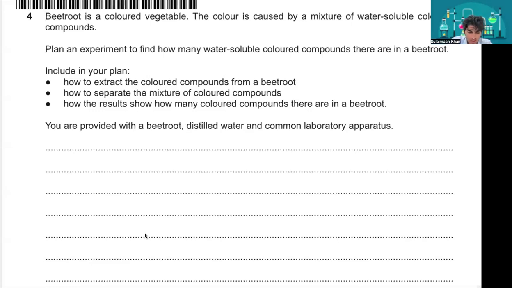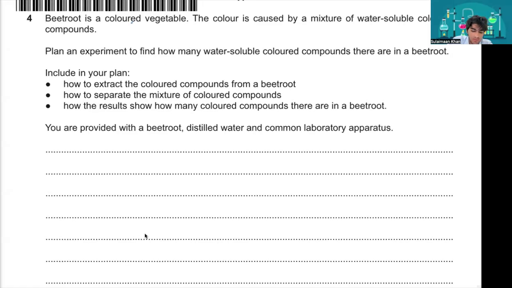It's pretty easy. It says beetroot is a colored vegetable. First of all, you take this colored vegetable, you crush it with the help of a pestle and a mortar. And then it says the color is caused by a mixture of water-soluble compounds. So you know that it's going to dissolve in water. So what am I going to do? I will obviously add water to it. And once I've added water to it, I will perform chromatography.